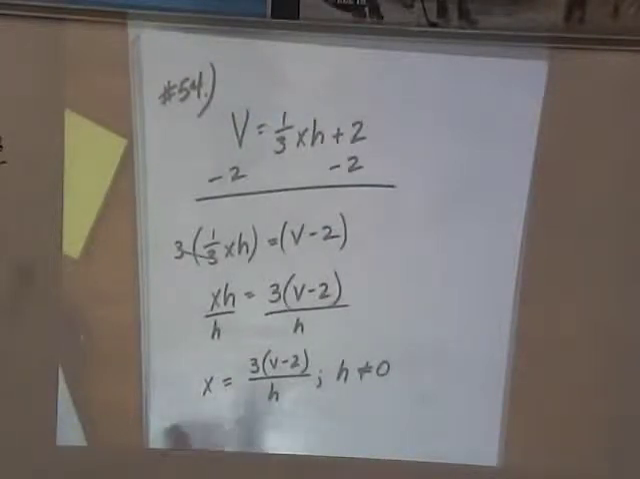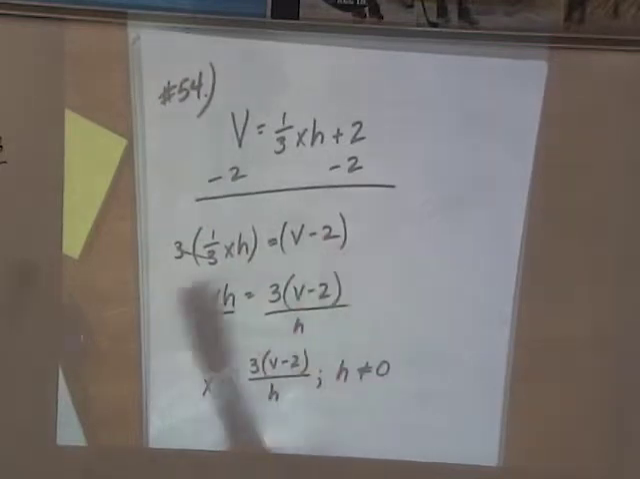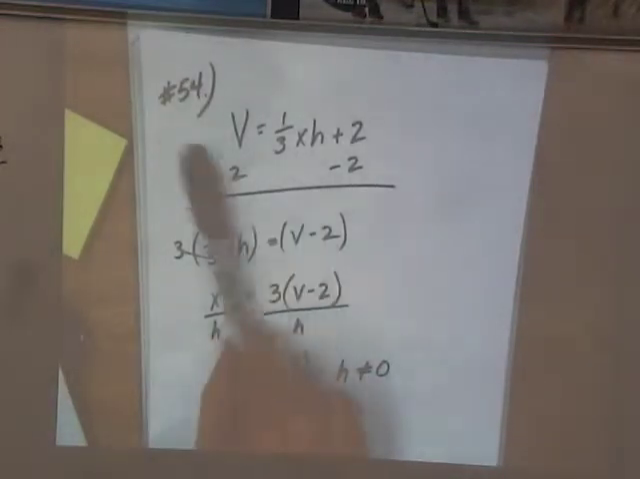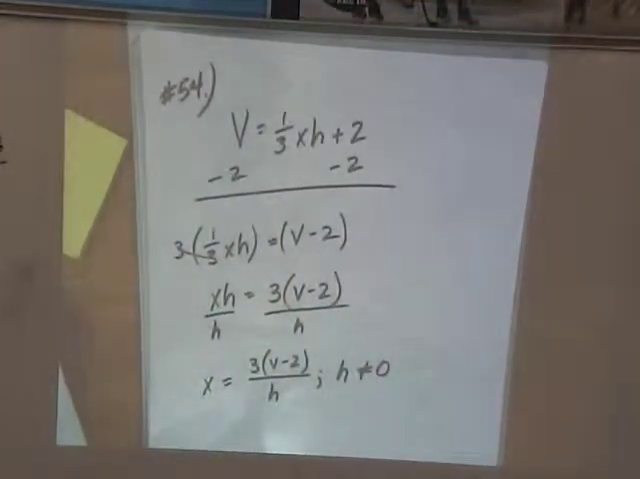Basically what you're going to do is look anywhere in your work, not just the final answer. So look anywhere in your work, anywhere where you got a variable in the denominator. You've got to make sure that denominator is never equal to 0. Okay?